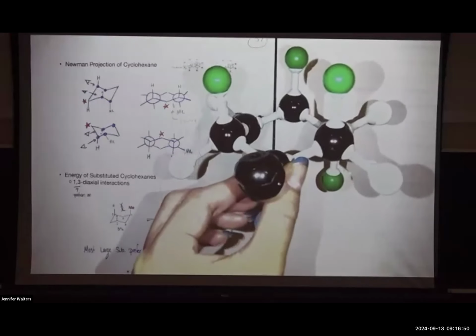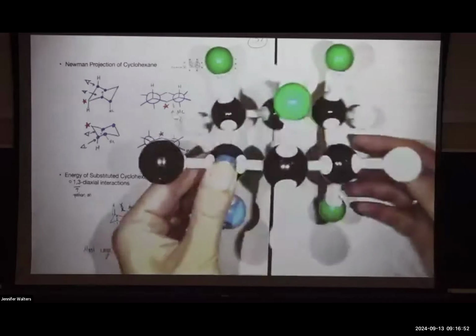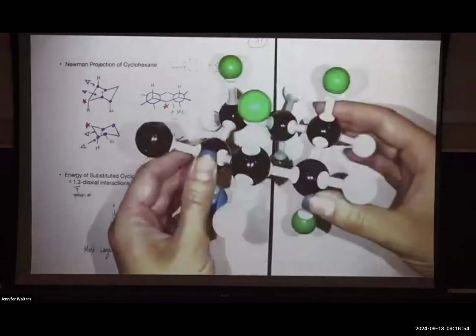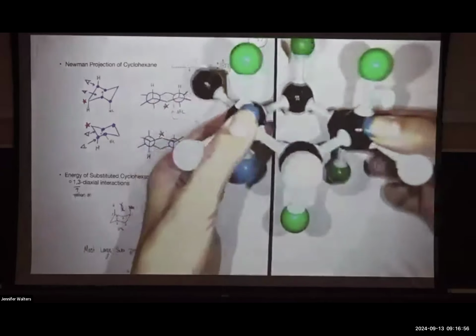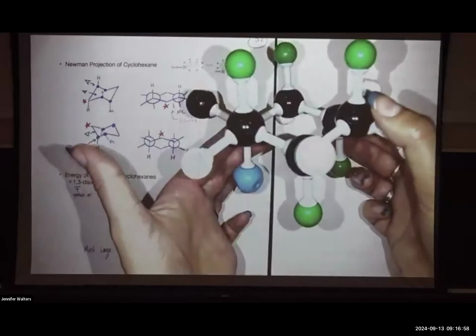You can look down any two bonds. So we look down those back two. I could look down these two. And then I get that Newman projection.